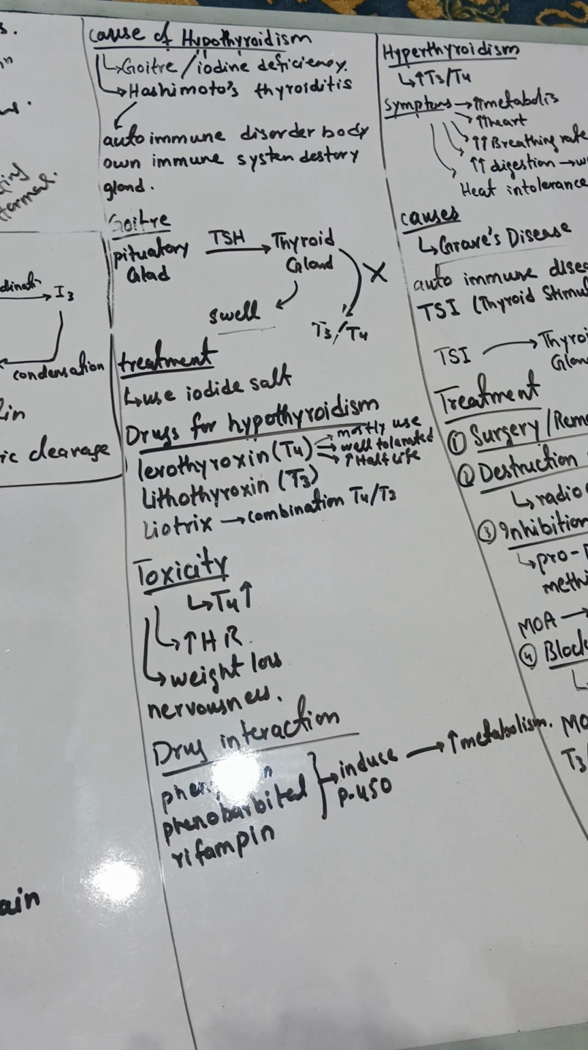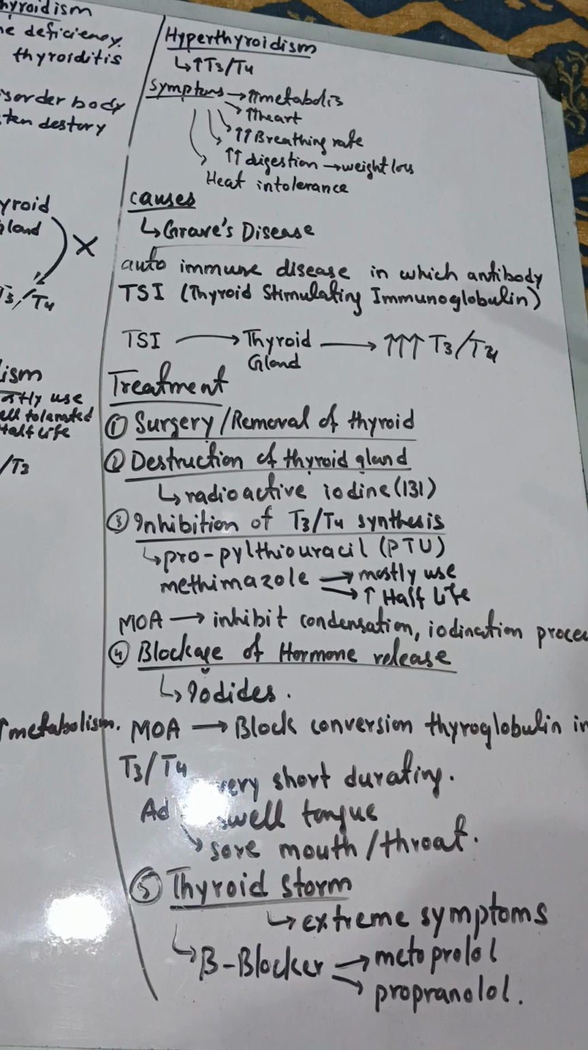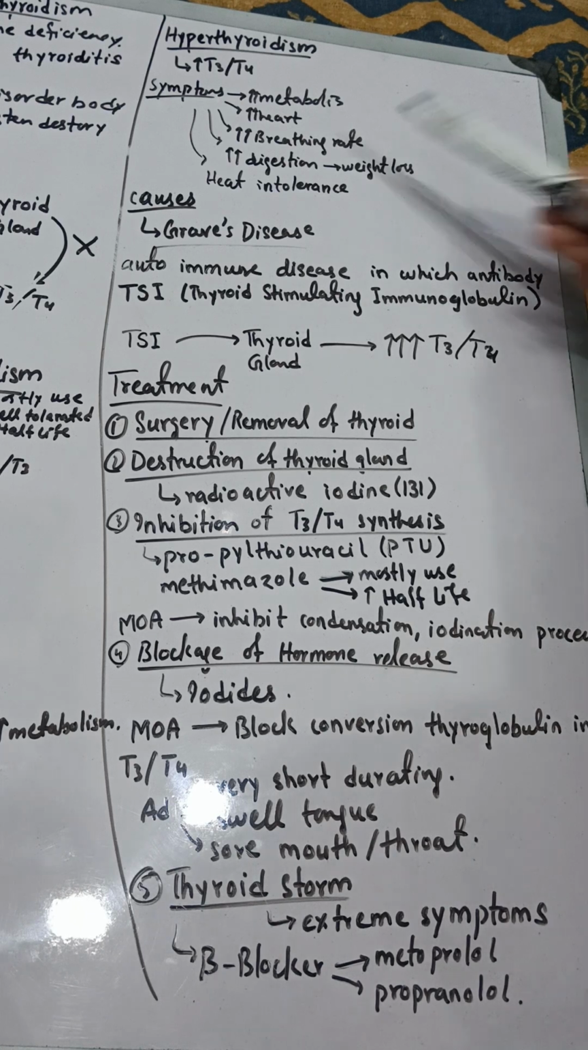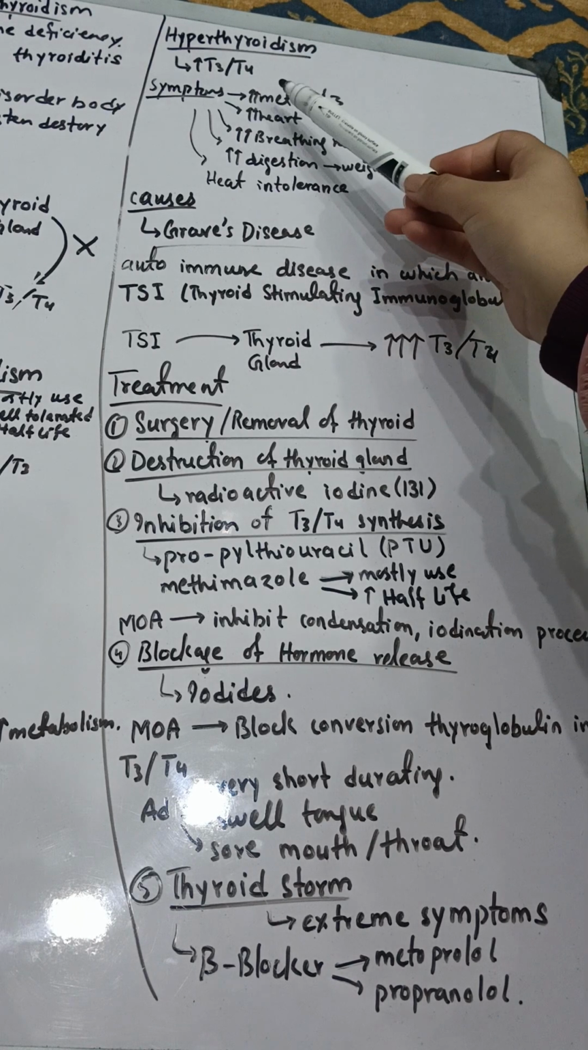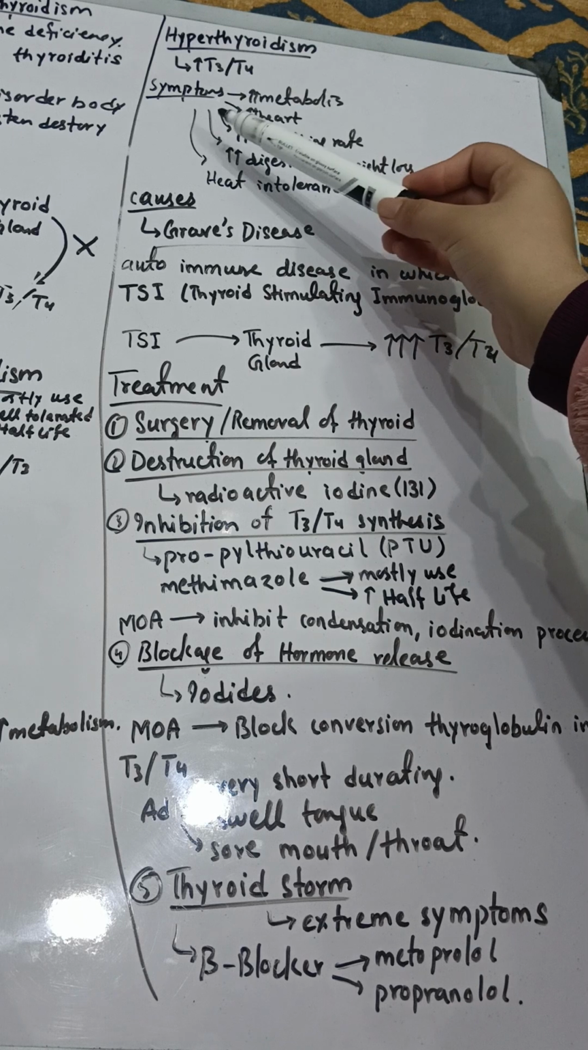Now we have discussed all the drugs which are used in hypothyroidism. Now we will discuss the opposite condition of it, which is hyperthyroidism, in which the levels of T3 and T4 are very high. So let's discuss it. So here I have written hyperthyroidism in which T4 and T3 are increased. Now let's discuss their symptoms.